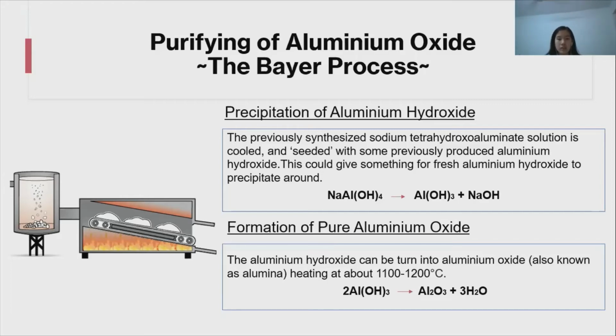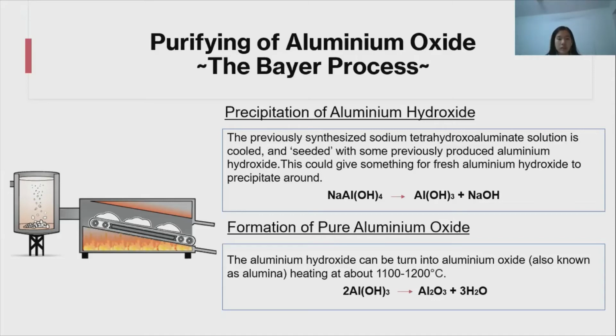The chemical equation for this is 2Al(OH)3 → Al2O3 + 3H2O. So the Al(OH)3 is the aluminum hydroxide, the Al2O3 will be the aluminum oxide, and then the H2O will be the water.